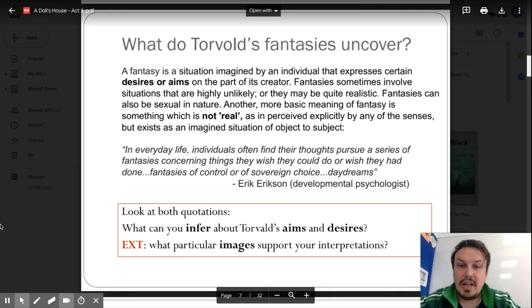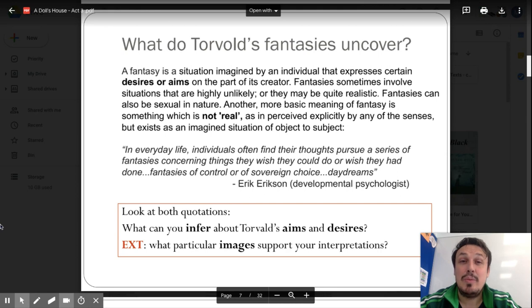In the next slides, we're going to be looking at Torvald's fantasies that he explains to Nora. They are very telling, and we need to unpick these a little bit. First of all, what can you infer about Torvald's aims and desires? That's a straightforward literature question, isn't it? But the extension I put on there is, what particular images support those interpretations?